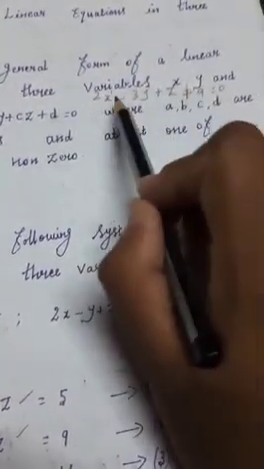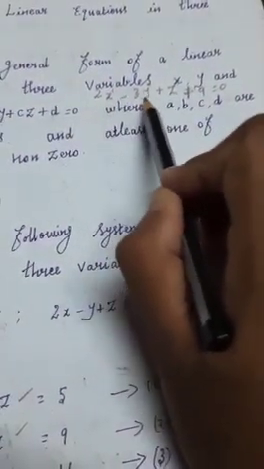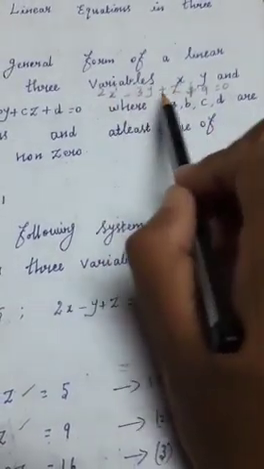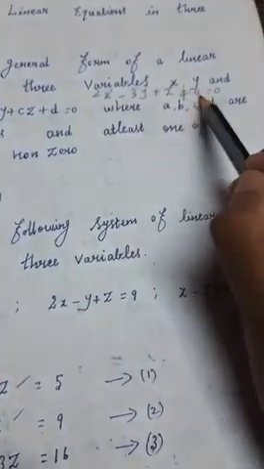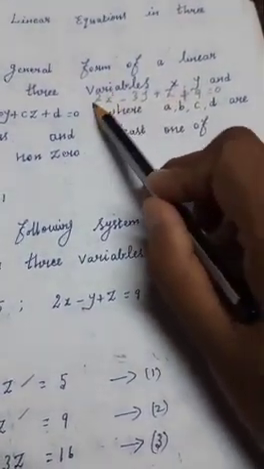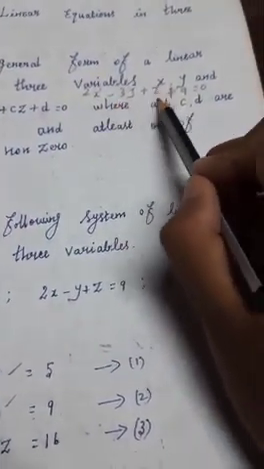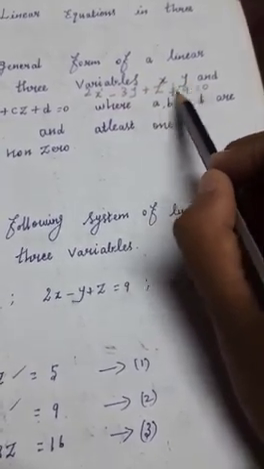After the linear equation, you have three variables, that is x, y, z. So this equation is a linear equation in three variables. This is the constant term. The coefficient of x is 2, the coefficient of y is minus 3, the coefficient of z is 1, and this is the constant term.